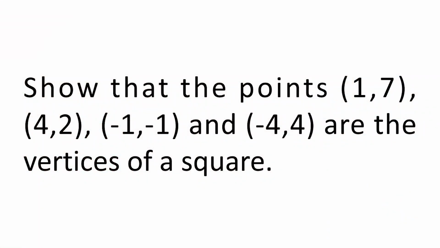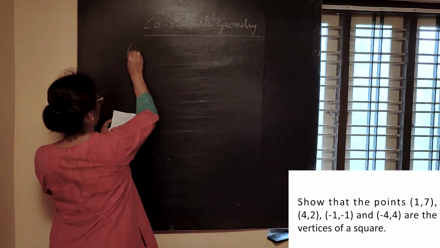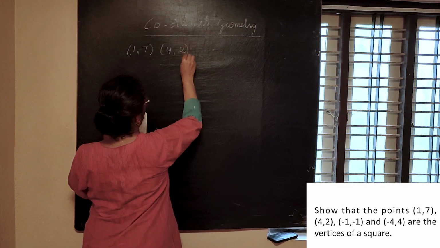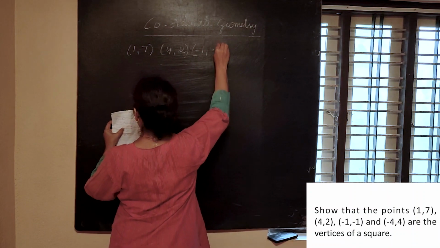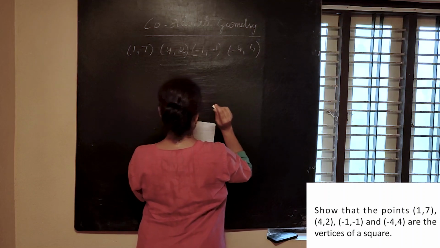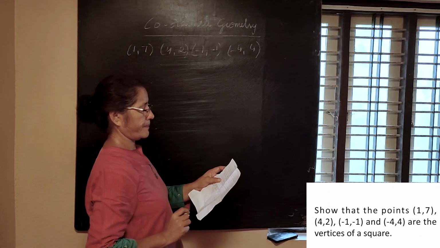Now let me check whether this formula is correct by taking some other examples. Okay. Second one: show that the points (1, 7), (4, 2), (-1, -1) and (-4, 4) are the vertices of a square.